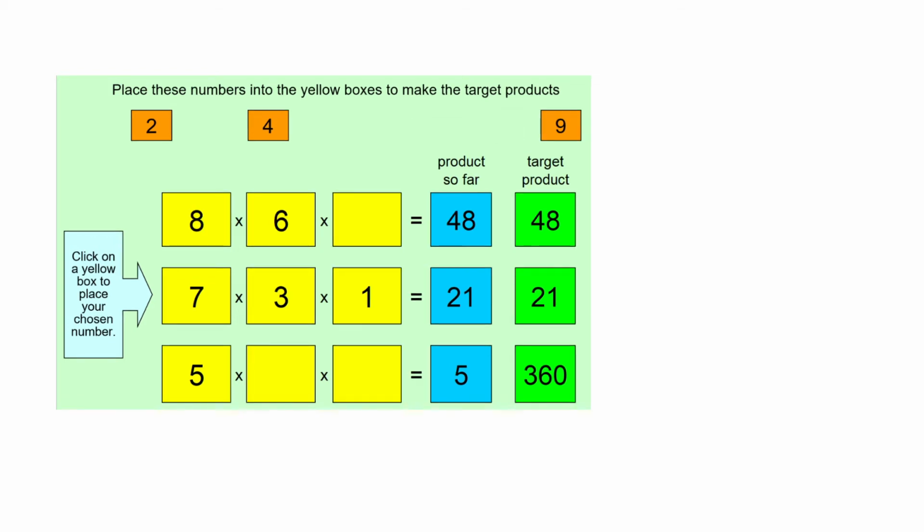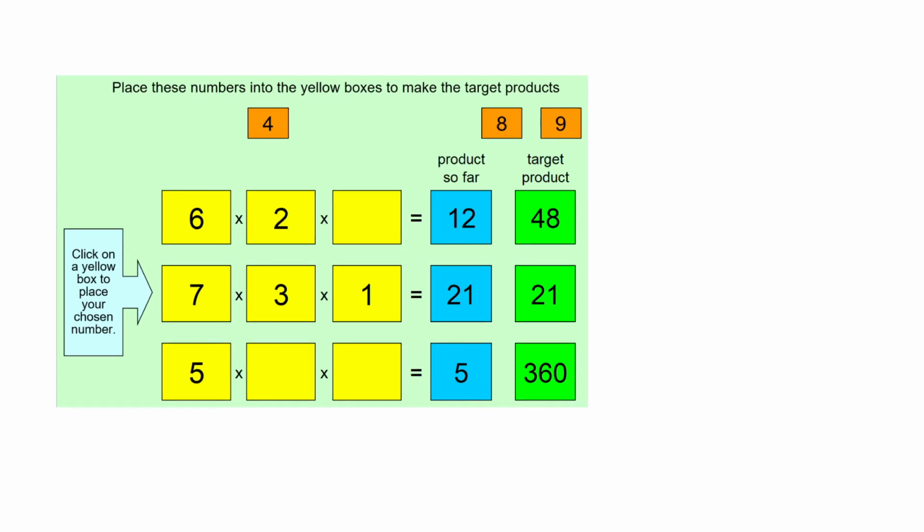I then looked at the top row, and I know I have to make the target product of 48. And I know that 8 times 6, or 6 times 8, is 48. But I've got a problem, because my target product is 48 and I've still got one yellow box left. Now 48 multiplied by 1 is 48, but because I've already used that number 1, I can't use it again, so I'm going to have to change the order of the numbers that I put into that top row.